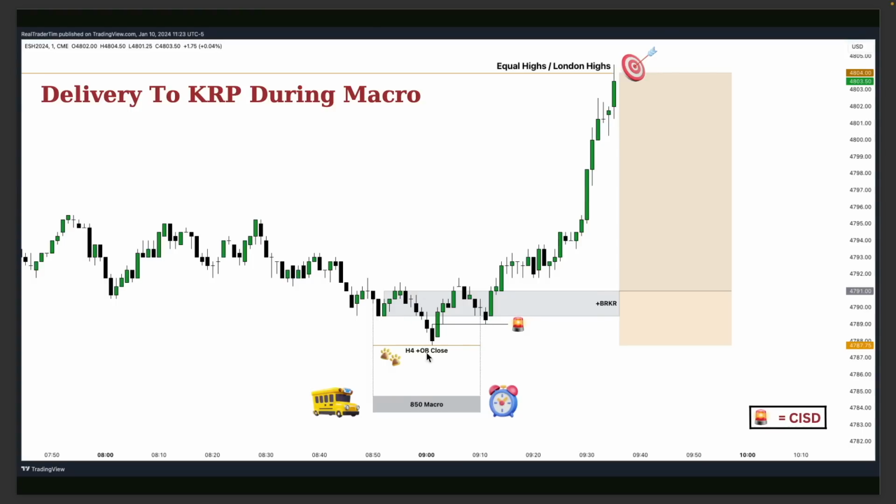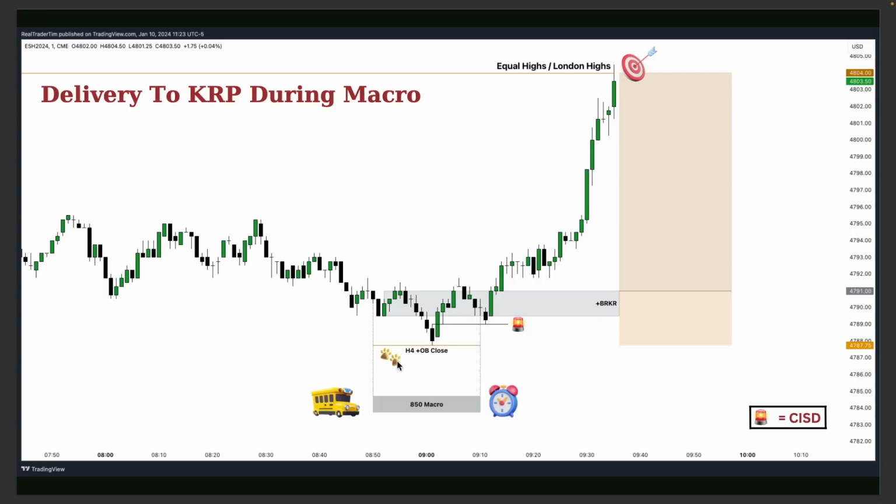These consecutive up close candles. We have 850 macro, key reference point, change in the state of delivery. And then we expand to a logical liquidity pool, right? Equal highs, which was also London highs. And side note, I love when they do that. When it's a session high, but it's also equal or relatively equal highs.